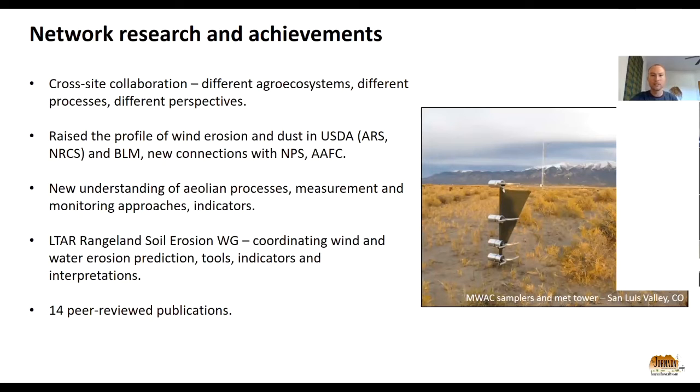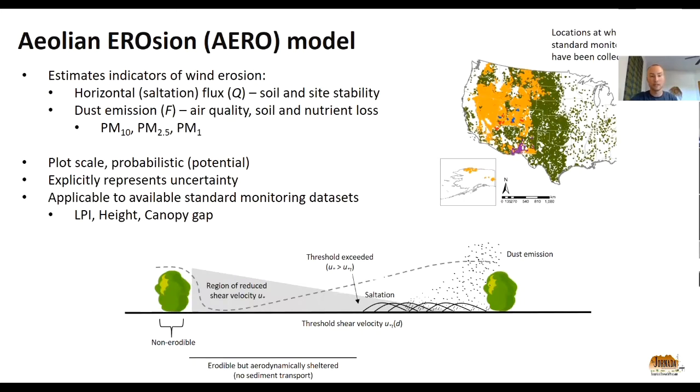I guess one of the big things that's come out of it for us at the Jornada and for our partners is the ability to use the data from the Wind Erosion Network to support development of new tools like the Aero Model. So Aero is a physically based sediment transport and dust emission model that lets us use the monitoring data to produce new indicators of wind erosion. And these include the indicators of soil and site stability, as well as dust emission, which lets us say something about air quality and soil and nutrient losses.